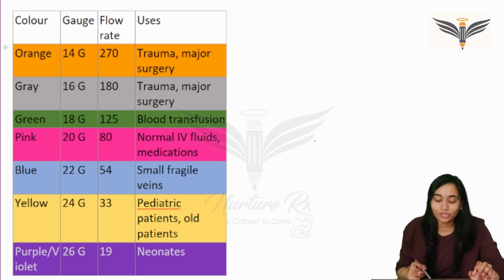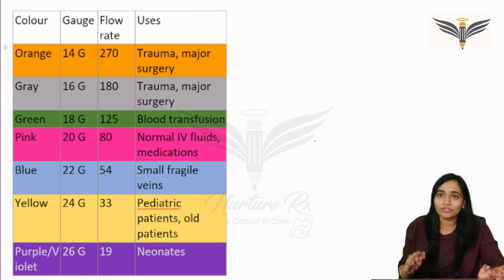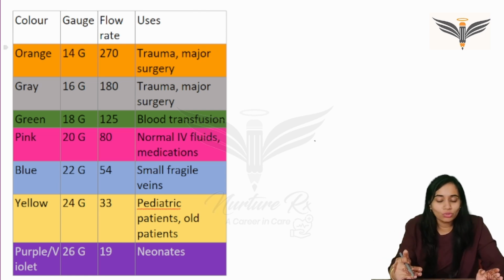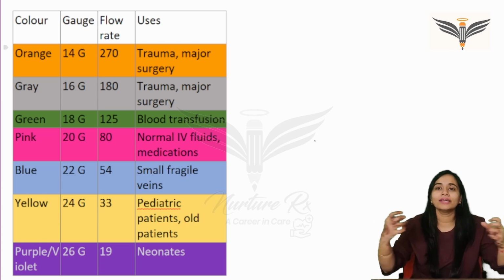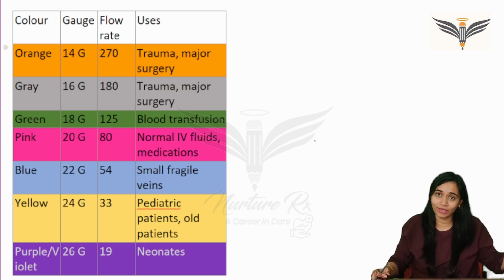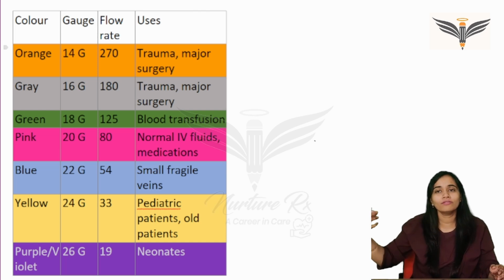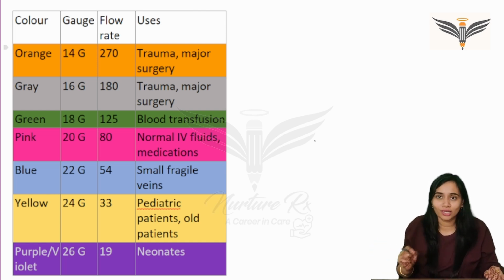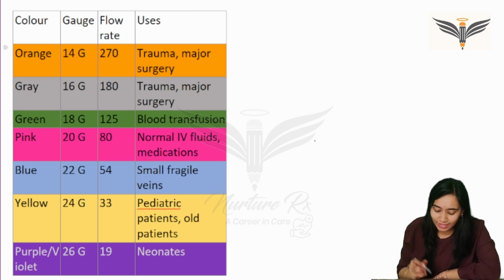Now the next one is your yellow colored cannula. Yellow is your 24 gauge cannula, and where is it used? It is used in pediatric patients or old patients. Blue color cannula, we have already seen, is used in small fragile veins. Now where are you going to find more fragile veins? It will be in the extremes of ages, either very small children or very old people. So in them, what are we going to use? Yellow color cannula.